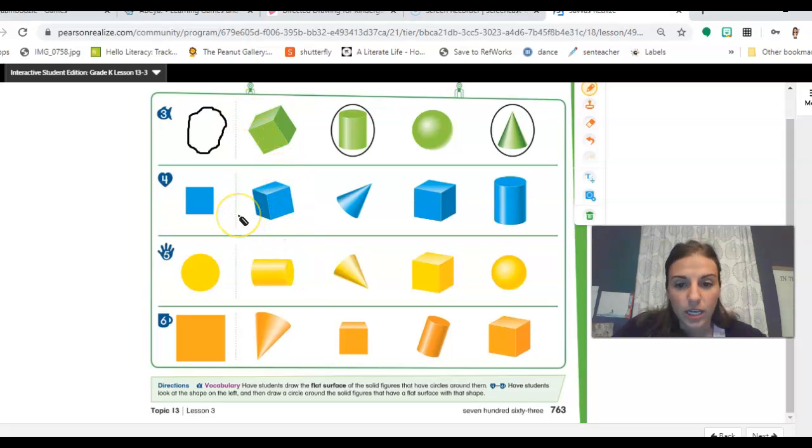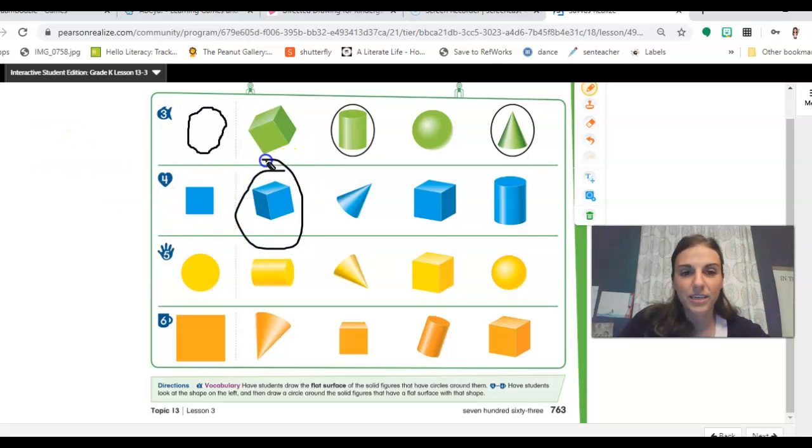So the next question is, look at the shape on the left and draw a circle around the solid figures that have the flat surface with that same shape. Here the flat shape is the square, and you want to circle all of the shapes that have a square as one of the flat surfaces. Does a cone have a square? Does a cylinder have a square? Does a cube have a square? Yes, a cube does. So you would circle the cubes.